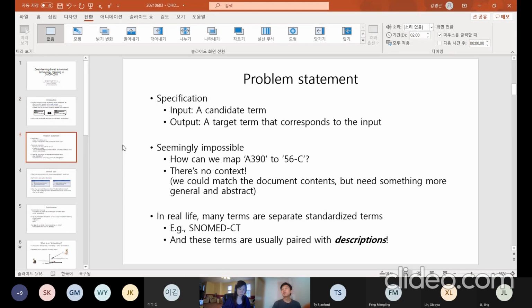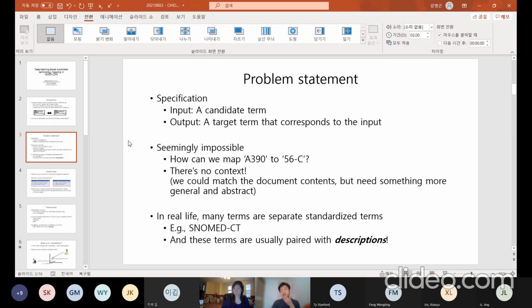So the problem we want to solve becomes a little more specific. The input to this problem is a candidate term from an individual institution, and what we want to do is produce a mapping from that term to a standard set term that has the same semantic meaning.